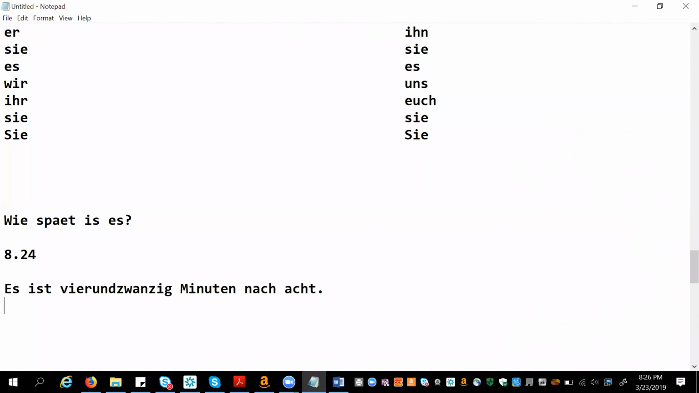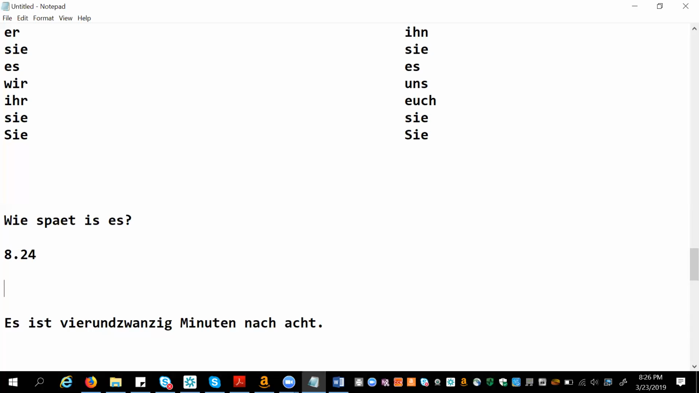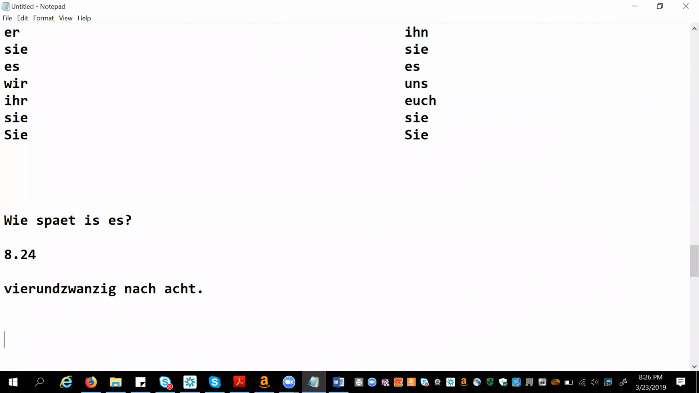Okay, and instead of saying es ist, you can directly say, nowadays it is very modern, so Germans, they say only 24 after 8. 24 nach 8. Simple, they say. 24 nach 8. Understood. All right.